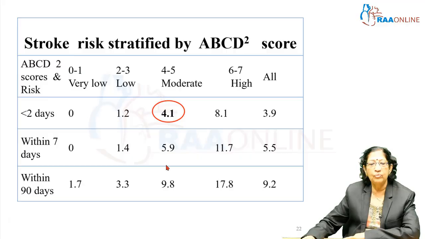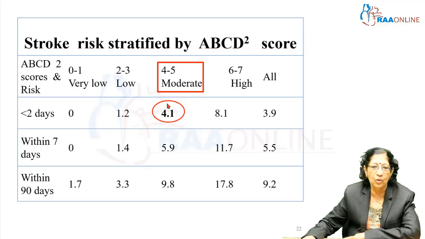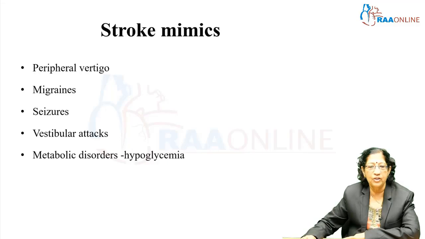So, this lady whom we are talking about had a score of 4. That is 4 to 5, which is moderate, and the risk for recurrence of stroke is 4.1 within 2 days, and becomes 9.8 within 90 days. And all high scores will be about 9.2 within 90 days. So, we have to prevent the strokes.